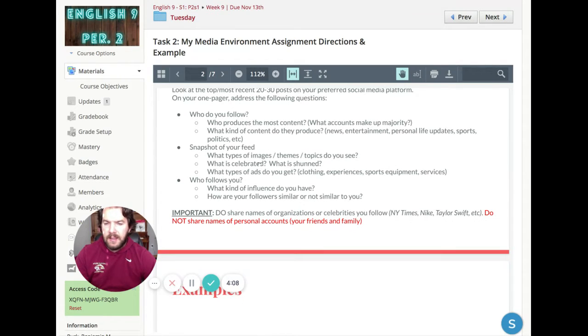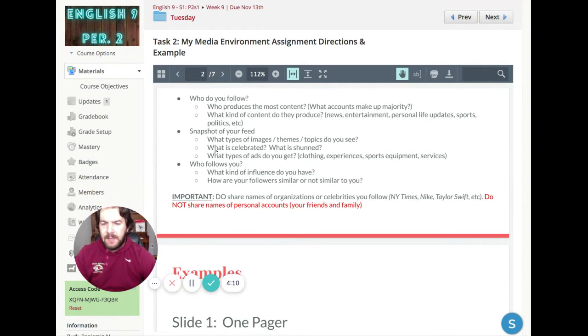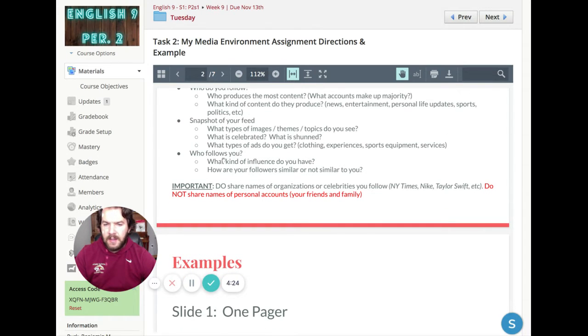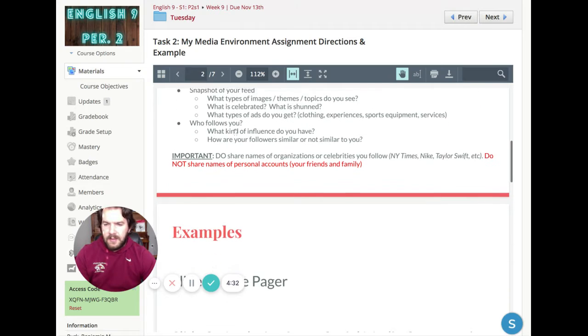got to start to look at themes and patterns. What's being celebrated? What is your social media feeds telling you about what's happening? What are things that are being put out there? What are things that are being shunned or pushed away? And then what type of ads show up on there? Everybody gets tailored ads on their different media platforms. So what type of ads show up as you're looking through?